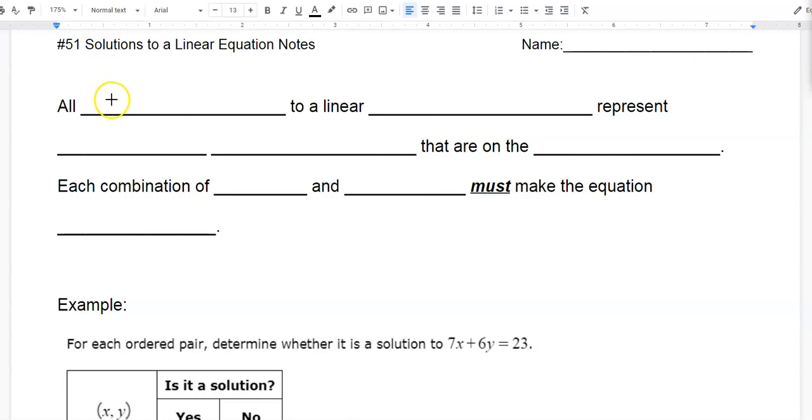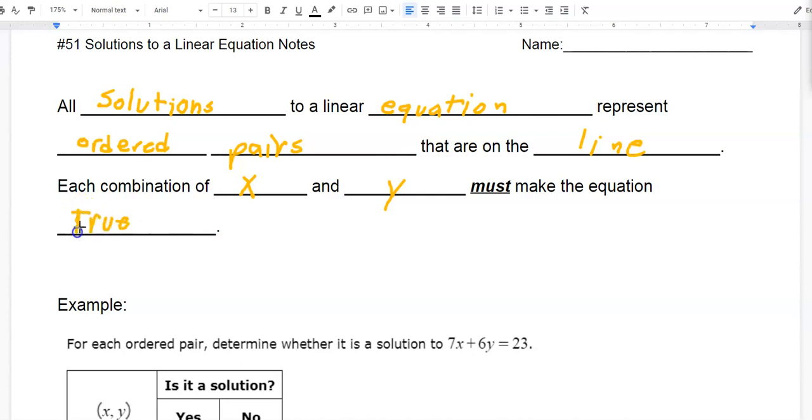So, all solutions to a linear equation represent ordered pairs. You should remember what an ordered pair is that are on the line. These are ordered pairs that are on the line. Each combination of x and y must make the equation true.